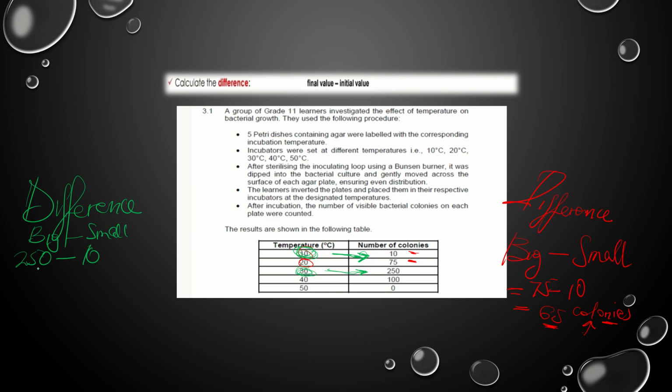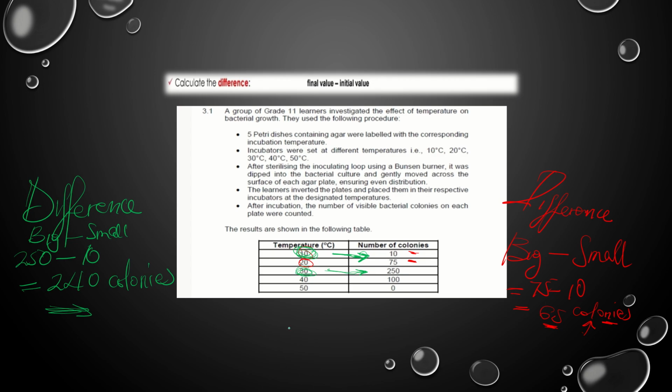And remember, even if we say 10 minus 250, the value is just going to be negative, but we're going to get the same value. But according to my formula, to just avoid confusion, we just say big number minus small number. So now 250 colonies minus 10 colonies, we're going to have 240 colonies. That's the difference between 10 degrees and 30 degrees: 240 colonies.